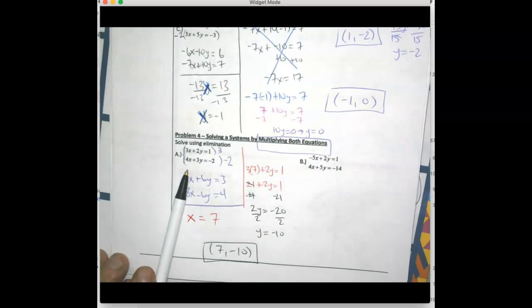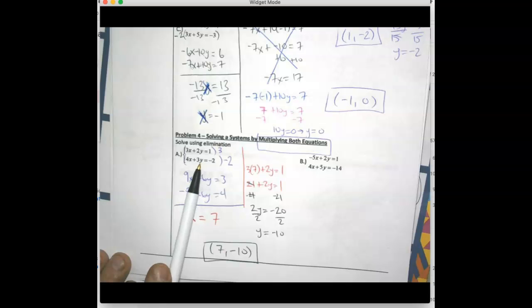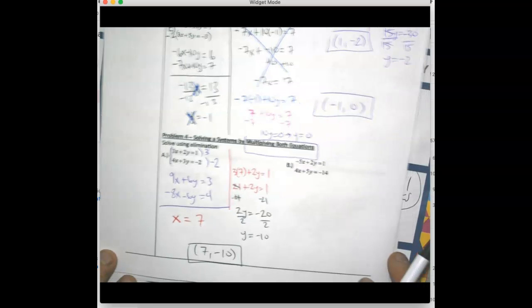Check it here. 4x plus 3y equals negative 2. 4 times 7 is 28. 3 times negative 10 is negative 30. 28 plus negative 30 is negative 2. So once again, just kind of checking my answer.